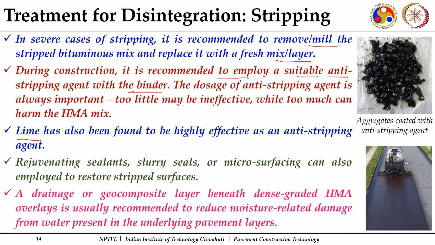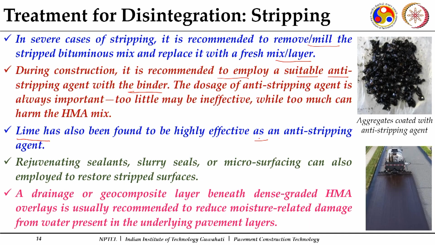Another very popular anti-stripping agent is lime. For mixes used for treating surfaces which have stripped, lime can be used as an anti-stripping agent. It has been very effective. Regenerating sealings: once the stripped material has been removed, if stripping has happened at a lower severity, we can go with a slurry seal or micro surfacing over those stripped surfaces.